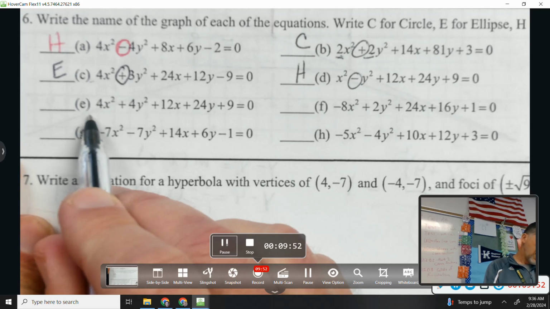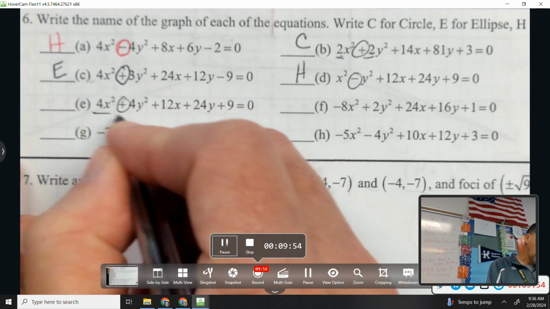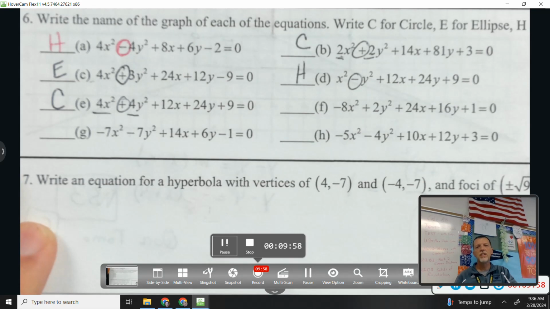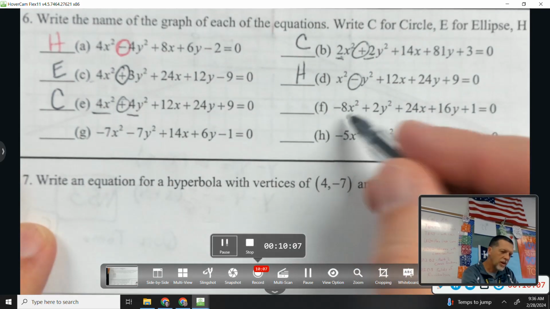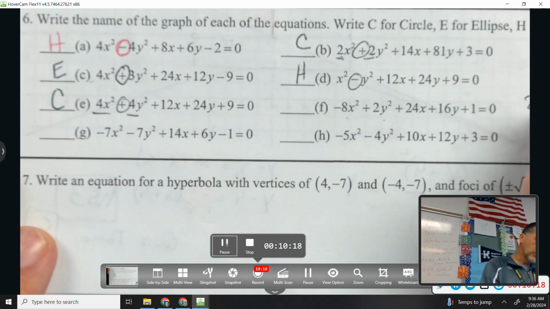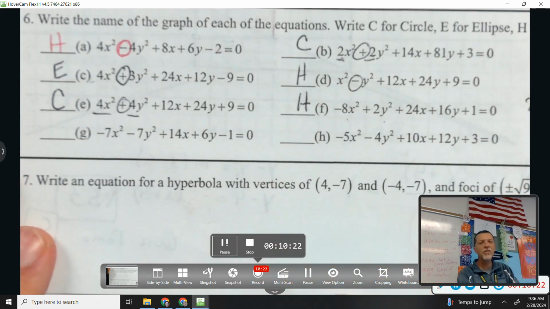E, plus, but we got to check the coordinates or the coefficients. Circle. F looks weird, I guess, because there's a negative out front. Well, the x squared is negative, the y squared is positive. So what's that mean? They have different signs. It's like it's just out of order. So it's a hyperbola. They have different signs.